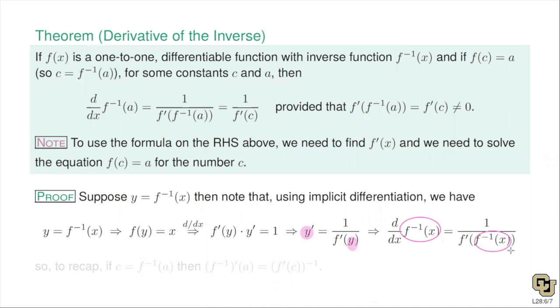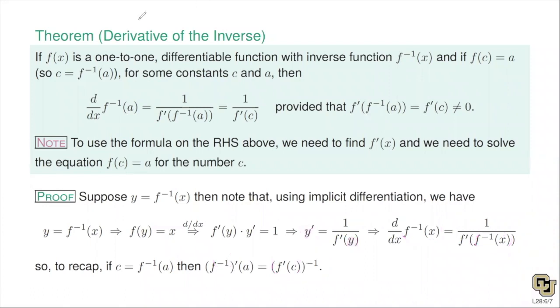And I hope you understand the math, but at the end of the day, you really need to know the result. So here's the result one more time. If C equals F inverse of A, so if C is the output you get when A is the input for F inverse, another way to say C equals F inverse of A is that F of C equals A. Then the derivative of the inverse of F at A equals the reciprocal of the derivative of F at C.